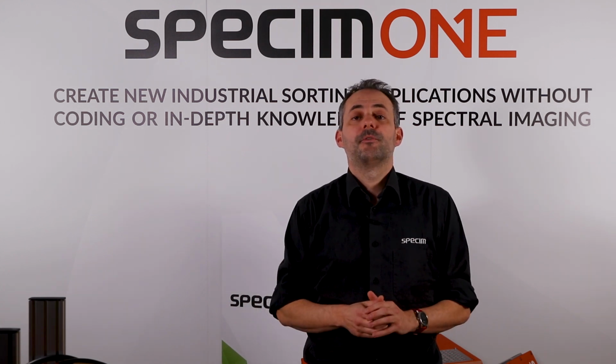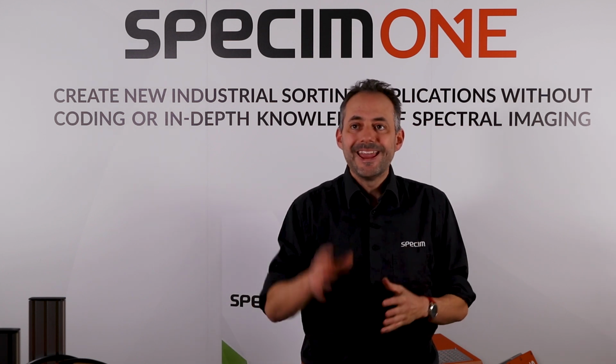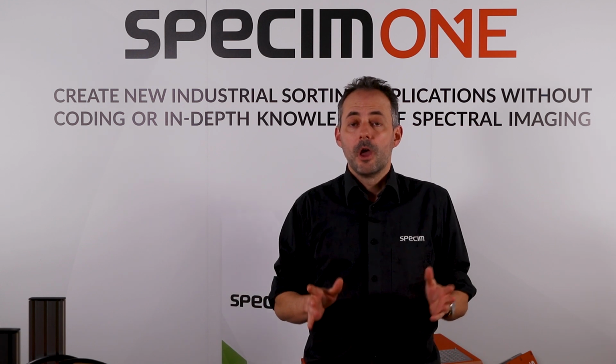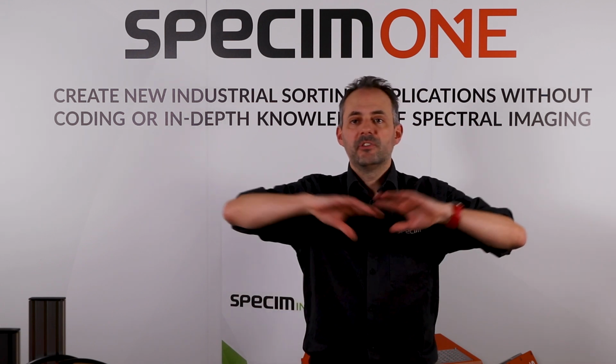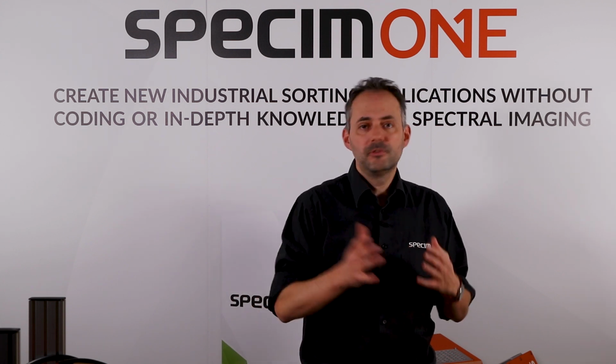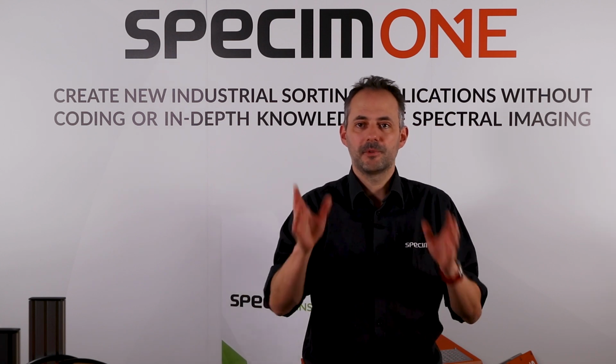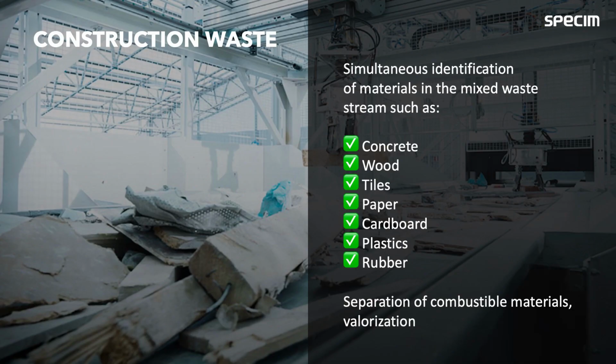Another application where the technology could be used for waste recycling is construction waste. We have buildings everywhere, and sometimes when they start to get old, you need to destroy them. We do that in Oulu all the time. In the city center, I have seen many times buildings being destroyed. But then you have a lot of things in there. You have some concrete, some wood, some tiles, some paper, some cardboard, some plastic, some rubbers, a lot of different types of materials.